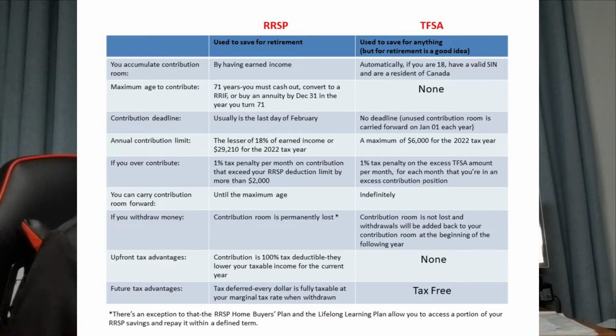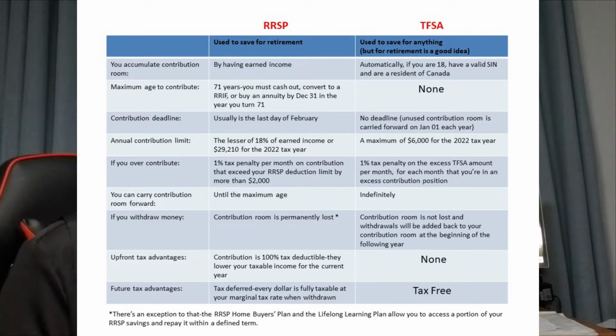How do you create the contribution room? How much are you allowed to contribute? For RRSP, you've got to have earned income in order to be eligible to contribute. Earned income means your salary, your business income, etc., but not rental income. Okay, not rental income. Maximum age to contribute, you can keep your RRSP account until you are 71 years old. After that, you're allowed to convert it to RRIF, Registered Retirement Income Fund. In the future, if I have a chance, I'll share with you more about RRIF, but not today.